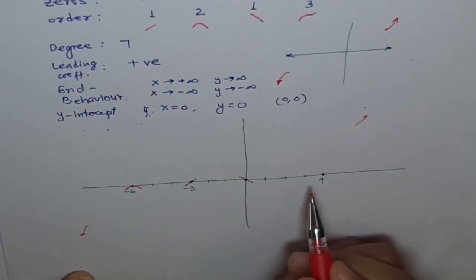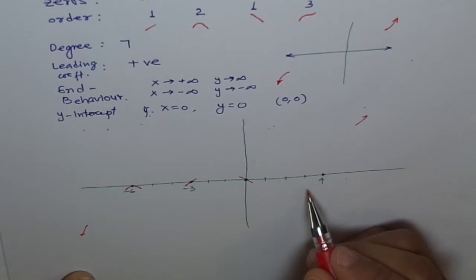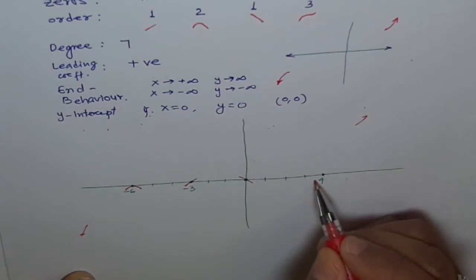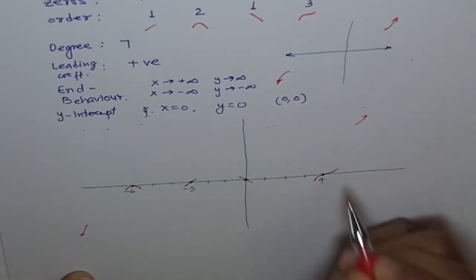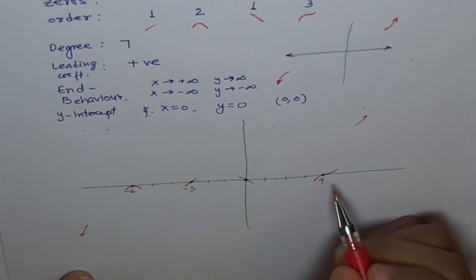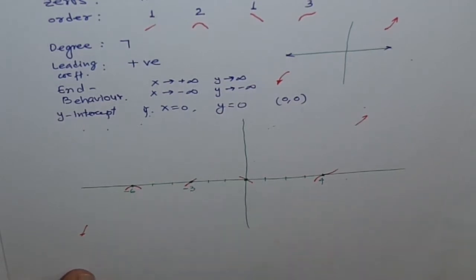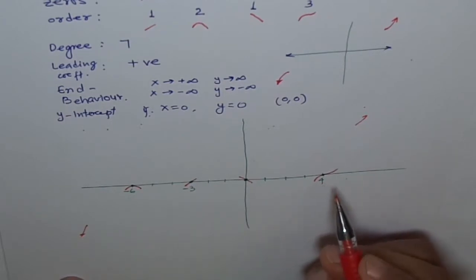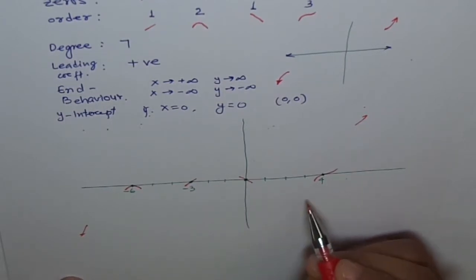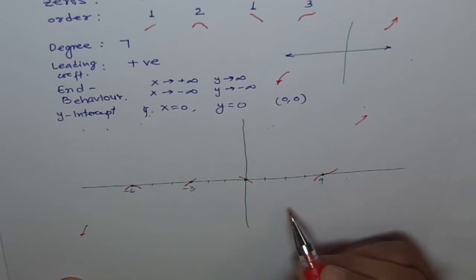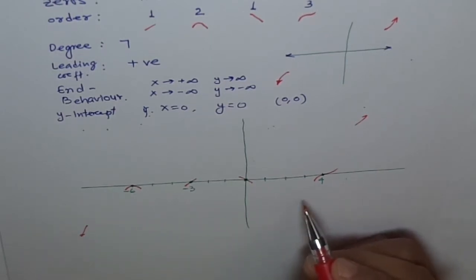And at 4, we have order 3. It will act like a cubic function. So it will go like a cube, x cube type of thing, correct? So this is how our zeros are going to turn, okay, on the sketch. Now what we need to do is just connect them up to get a rough sketch of our polynomial, okay?